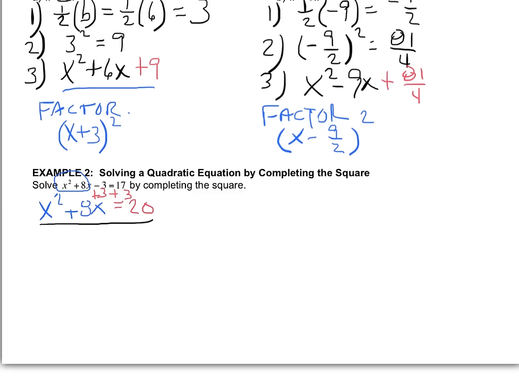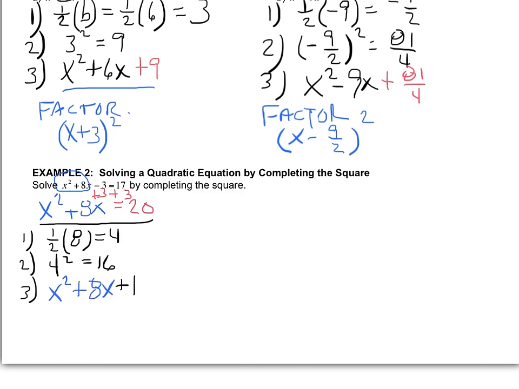Okay, so to complete the square on the left-hand side, that very first step we talked about is to take 1/2 of the 8, which is the b, which is a 4. Step 2 says square the 4 to get us 16. Step 3 says add it to what we already have. Now this is where we have to be careful. Adding it to what we have, so we are going to add the 16 to the x squared plus 8x.